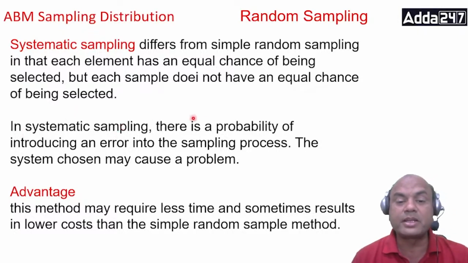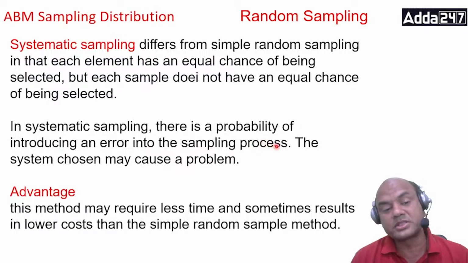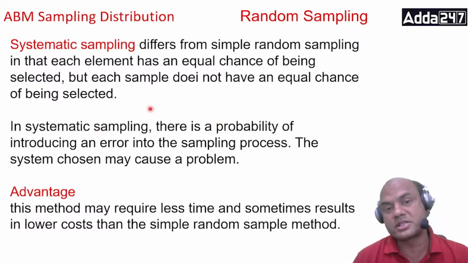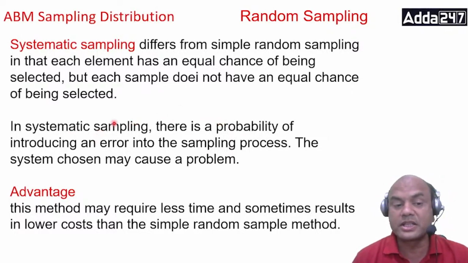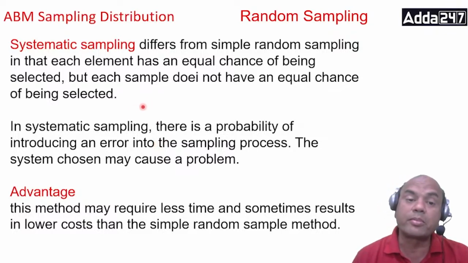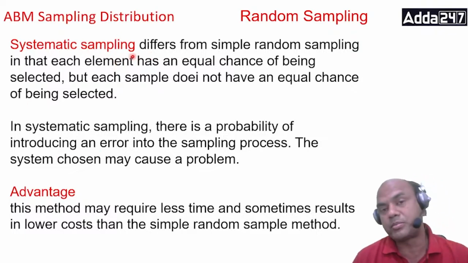In systematic sampling, there is a probability of introducing an error into the sampling process. The system chosen may cause a problem. Now, in the complete-the-following or match-the-following questions, they'll give you systematic sampling, then on the other side, they'll give you the probability of introducing an error. This is an important part of systematic sampling. Remember this for the match-the-following or theoretical part.